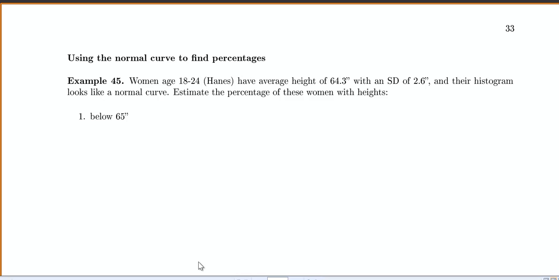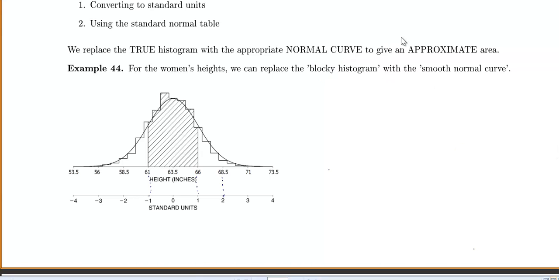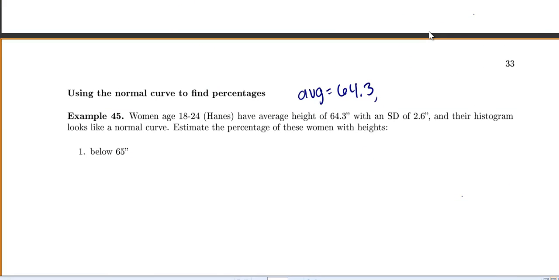So let's actually try to use our normal curve to find percentages. Women aged 18 to 24 have an average height of 64.3 with an SD of 2.6. And their histogram looks like a normal curve, or at least pretty close to a normal curve. Estimate the percentage of women with these heights. So number one, we want to see the women that have heights below 65 inches.